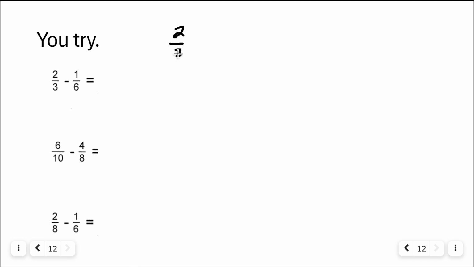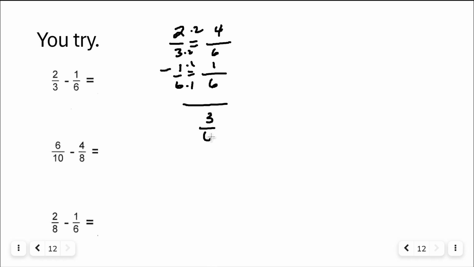Give them a shot, see how you do. 2/3 minus 1/6. Common denominator is a 6. Multiply the top fraction by 2 and the bottom fraction by 1. 4 minus 1 is 3 over 6. Right? So that's 3 over 6. 3 over 6, that reduces by 3 to 1/2.